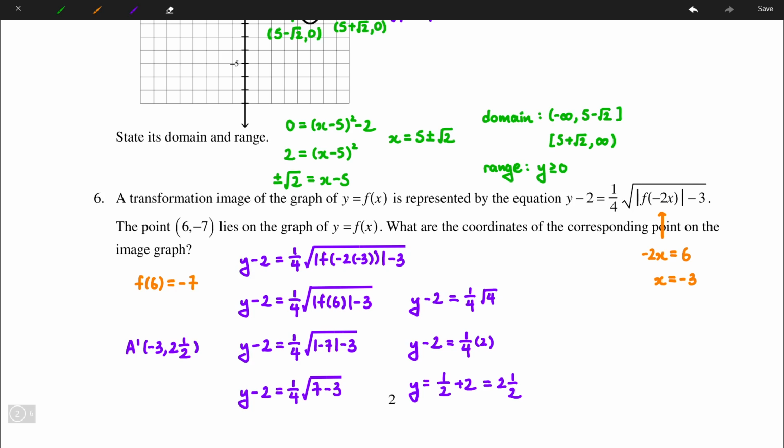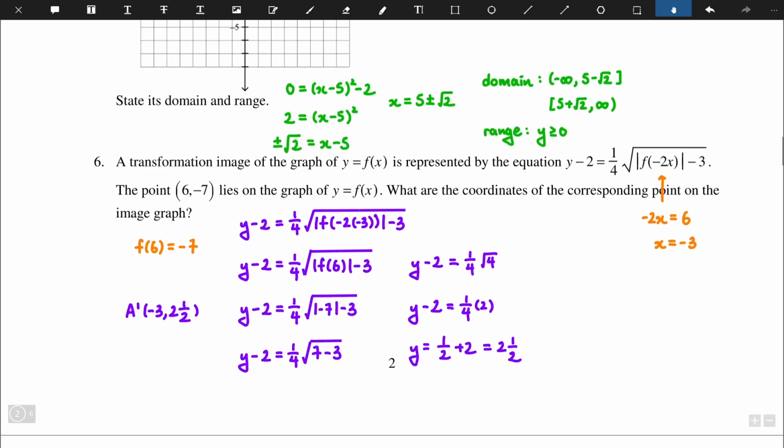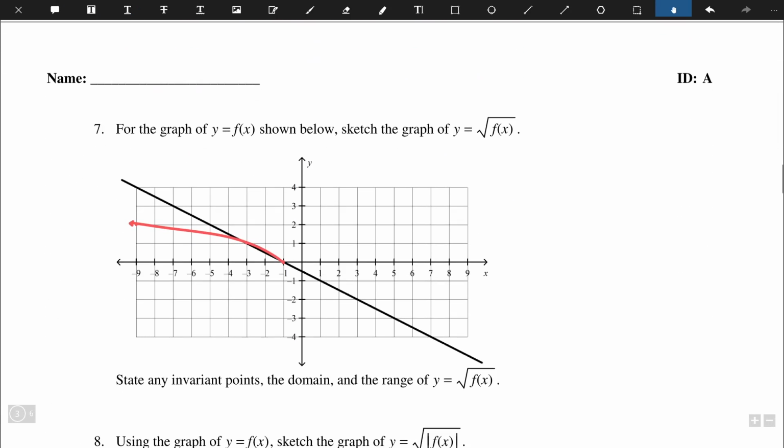Let's move on to number 7. Right, so we are given a linear function and we are asked to sketch the graph of its square root. So just like before, we're looking at the point where y equals 0, and this was (-1, 0). And we're also looking at the point where y equals 1, and this was (-3, 1). And these two would be our invariant points, because the square root of 0 and 1 are 0 and 1 respectively.